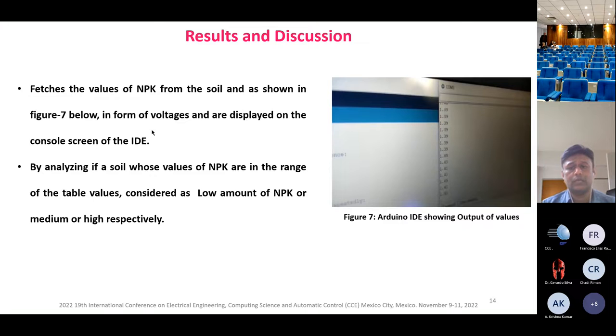And coming to the results, we have taken the output values in terms of voltages, which are displayed on the screen using the Arduino IDE. Here, this shows the values in terms of voltages. And after analysis, the NPK values which are in the range of the table values, which I'll show in the next slide, will be considered. When the NPK values lie in the band which is mentioned, then only will they be considered. Otherwise, they will not be considered.